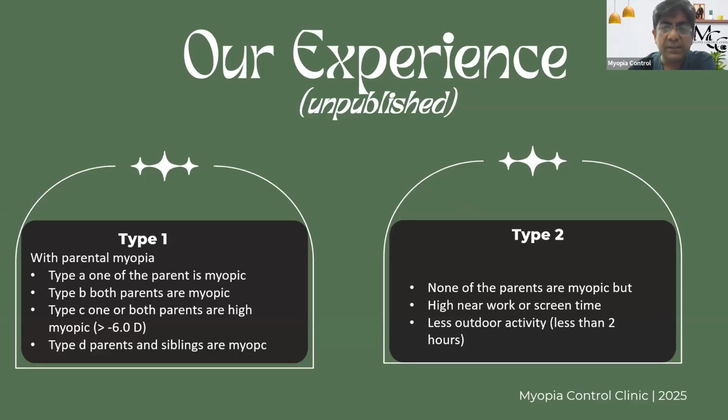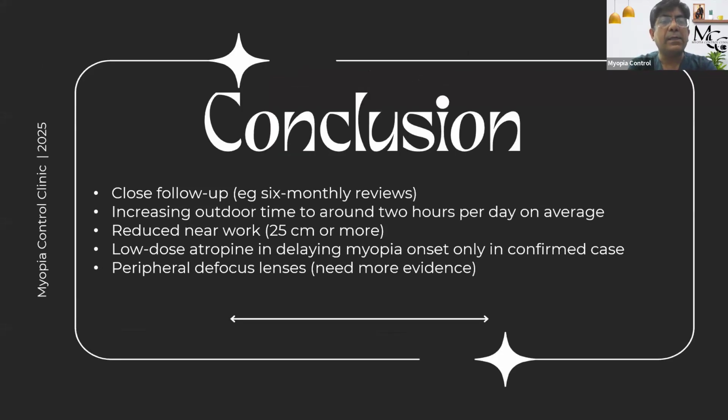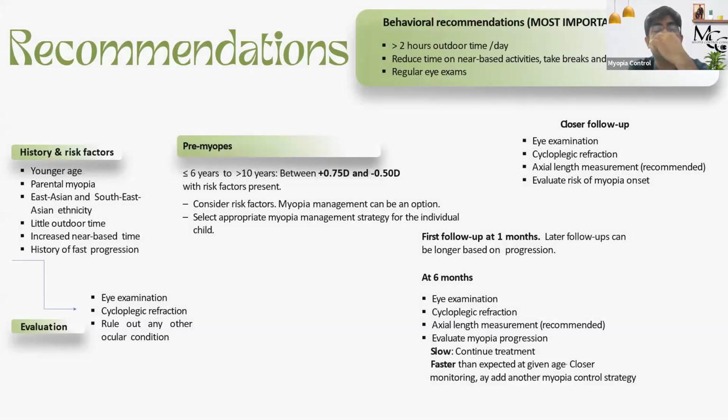And yes, we do try to separate pre-myopes into type 1 and type 2. Type 1 being purely genetic, purely based on parental myopia, sibling myopia, and type 2 purely based on environmental factors. And we do feel that type 1 are more difficult to treat because they are early myopes. They are more resistant to treatment with low concentration atropine, and they do require higher concentrations of atropine. And yes, you have to try to predict as much as possible.